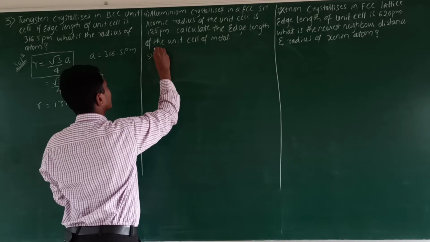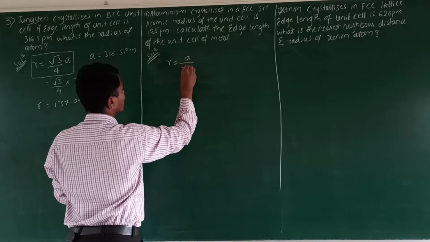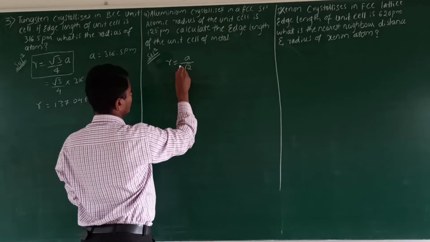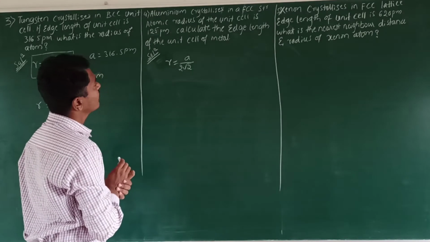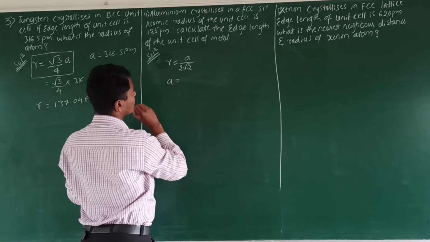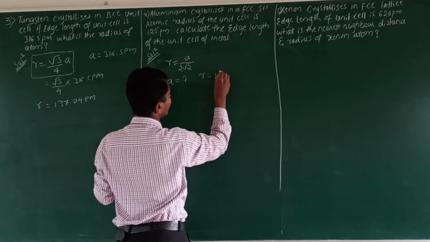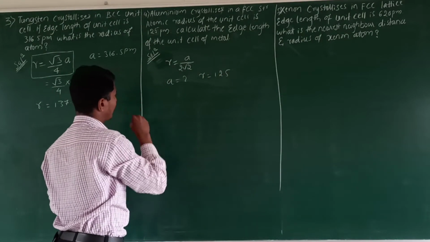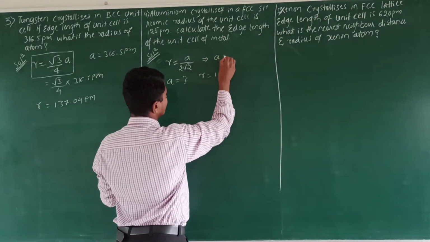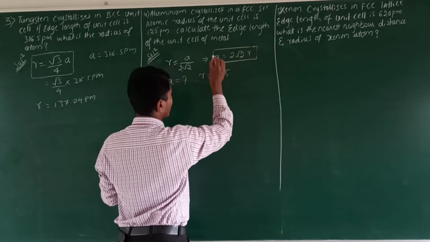Solution. The radius is equal to a by 2 root 2, isn't it? a by 2 root 2. What are they given? They are given the radius, isn't it? Then we have to calculate the edge length. The radius is given as 125, isn't it? Okay, we have rearranged the formula now. a is equal to 2 root 2 r. This is the rearranged formula.